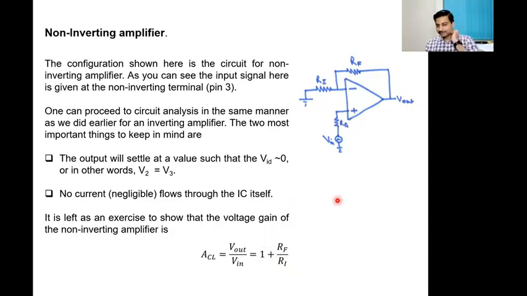So you can do the analysis on similar lines as we did for the inverting amplifier and try to get this voltage gain for a non-inverting amplifier. These are the two circuits which now give us a user-controlled gain, and in this way they are highly versatile and, in fact, are used in amplification stages of several electronic modules.